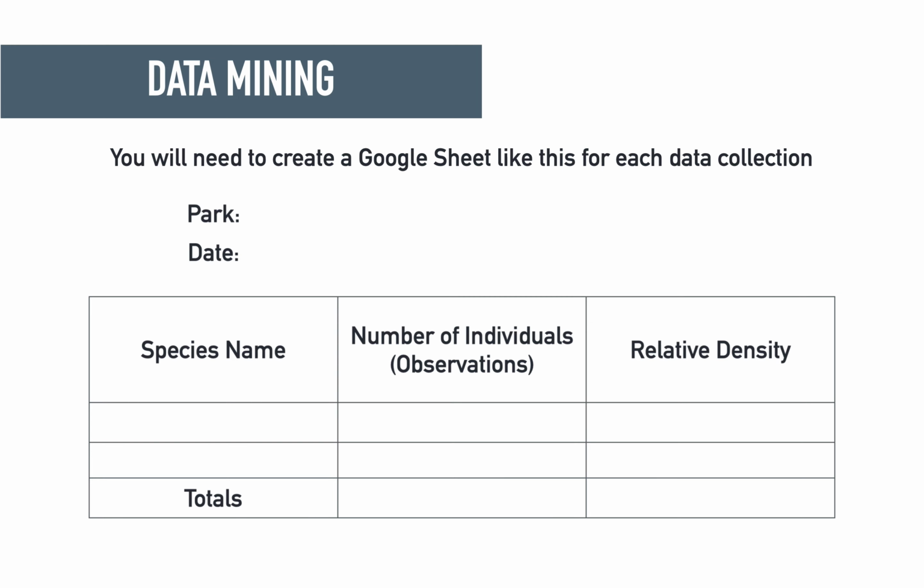For each data collection, you will need to create a Google Sheet just like this. You can keep all of your data sets in a single document, but make sure that they are on different sheets. This helps me quickly assess your work. You will be recording the species name, number of individuals, which is the same thing as the number of observations, and calculating the relative density.